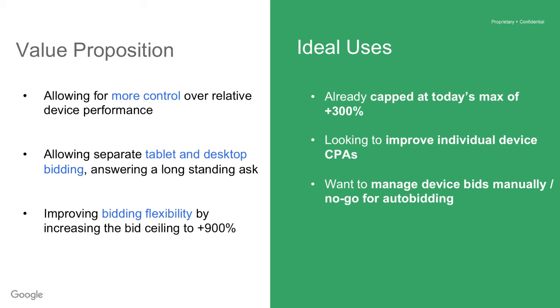It also improves your bidding flexibility by increasing the bid ceiling to 900%. Now, what are some ideal use cases for DBAs? Well, the first is if you're a user who's already capped at today's max of 300%, the 900% cap is going to be a massive change for you. Next is those who are looking to improve their individual device CPAs. So if you have a poor performer on tablet and you want to manage your CPAs more granularly, then you now have this ability. And lastly, those who want to manage their device bids manually or aren't a good fit for auto bidding, DBAs are a good fit for you.